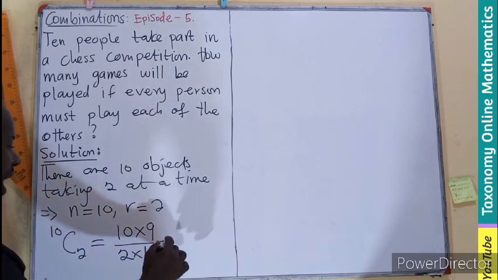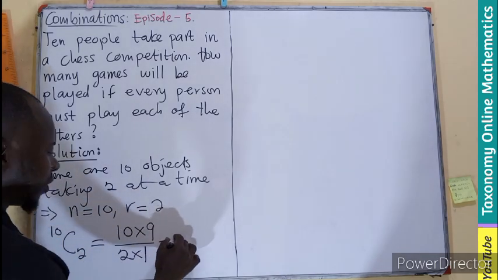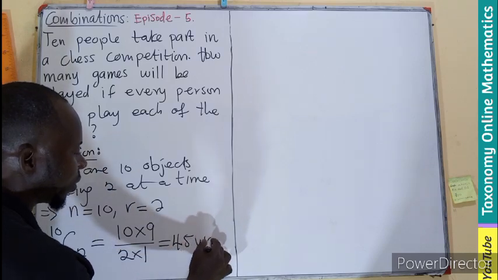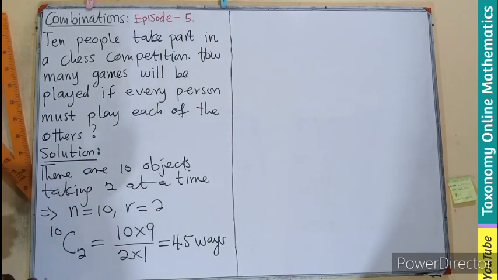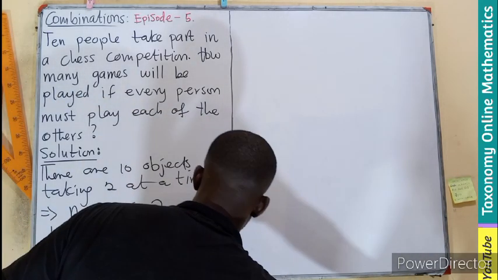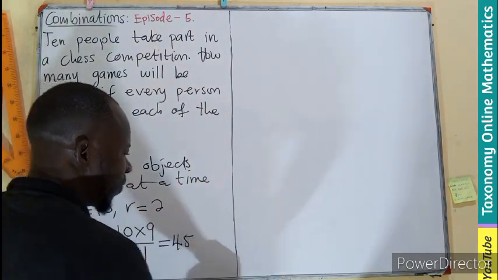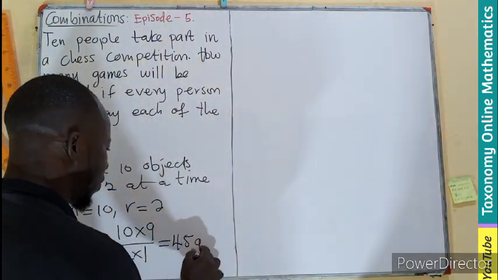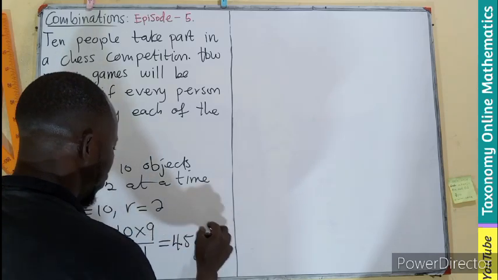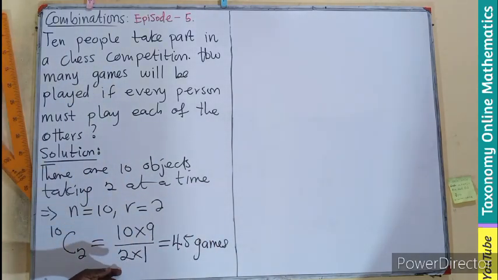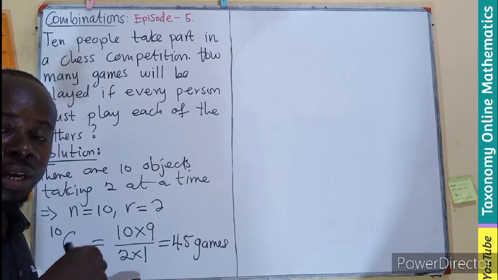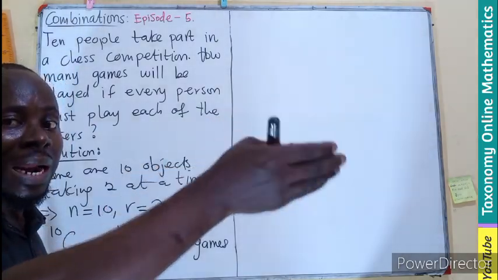This is 5, so we have 5 times 9, which is 45. 45 what? Different ways. So there are 45 different, not ways per se, they are games. So these are the 45 games. It means they'll be playing 45 different games if everybody is to play one another.